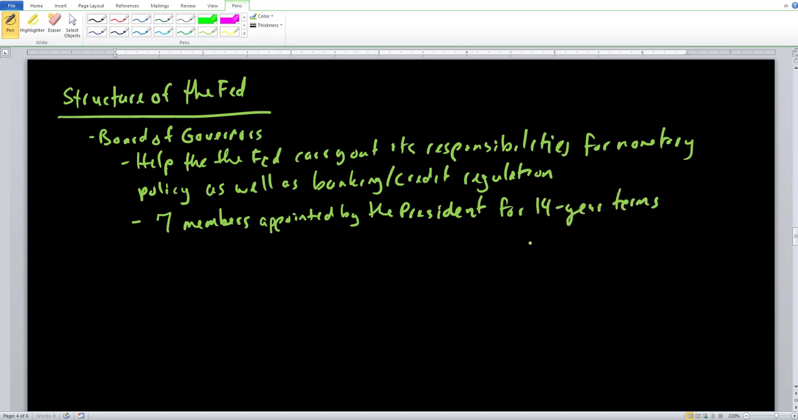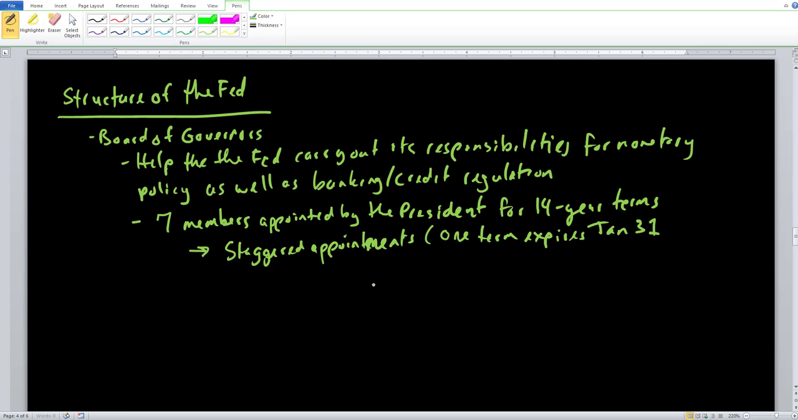And you're going to notice that they are very long terms. Again, this gets into the neutrality of the Fed. And we have a secondary condition with these 7 members right here. They are staggered appointments. Staggered appointments meaning that, hey, one of these terms is going to expire every 2 years. One term expires January 31st of every even numbered year.